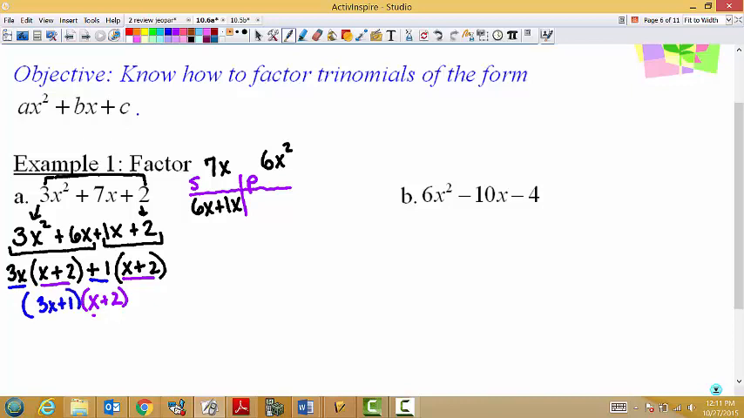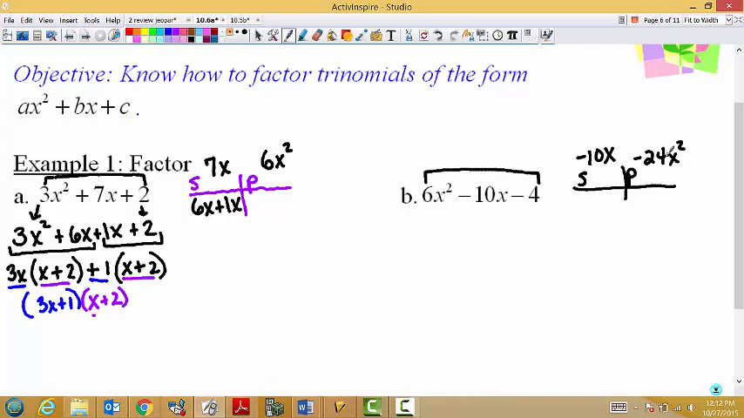Okay? Let's do it again. I think the hardest part is going to be getting the numbers. The s is negative 10. The p is 6 times negative 4, which is negative 24x squared. So what I want to know is what two numbers multiply to give me negative 24 and add to give me negative 10. Well, let's see.